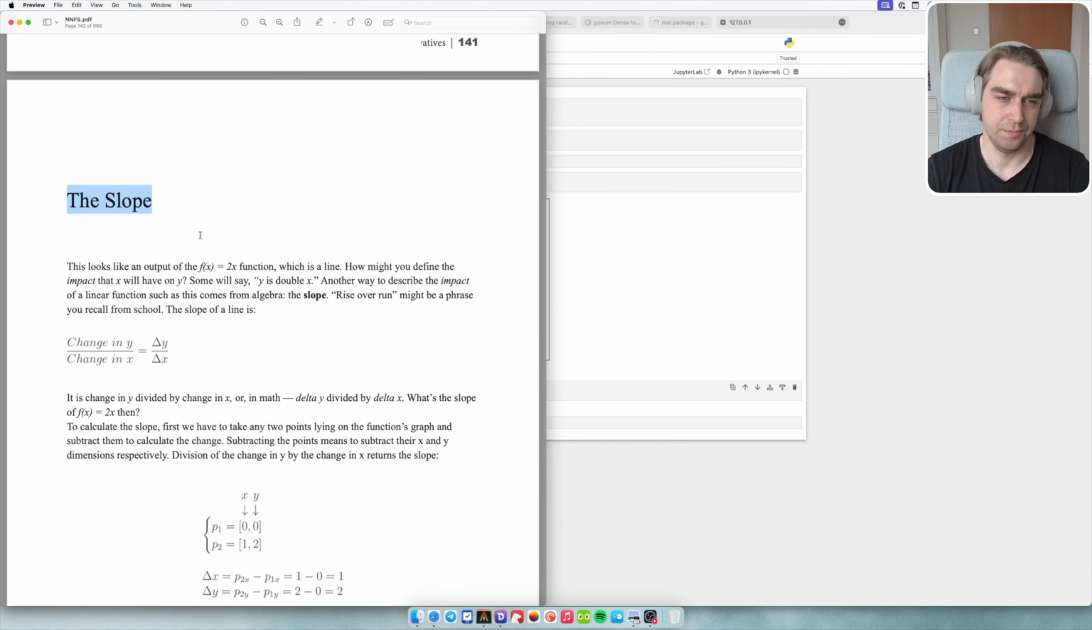The slope. This looks like the output of this function, which is a line. How might you define the impact that X will have on Y? Some will say that Y is a double X. Another way to describe the impact of a linear function such as this comes from algebra: the slope. Rise over run might be a phrase you recall from school.